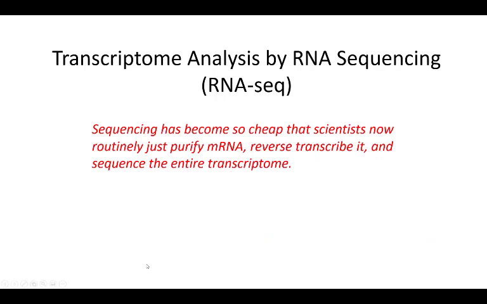Finally, the last way that we can look at the entire transcriptome is by taking all of the RNA that is found in a cell and simply reverse transcribing that RNA and sequencing it. It turns out that sequencing has become so cheap these days that this is actually the method of choice, just to go ahead and sequence all the messenger RNAs that are found in the cell in order to determine which genes are being expressed.